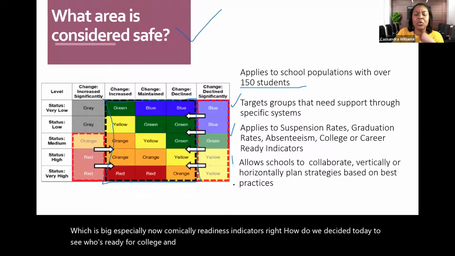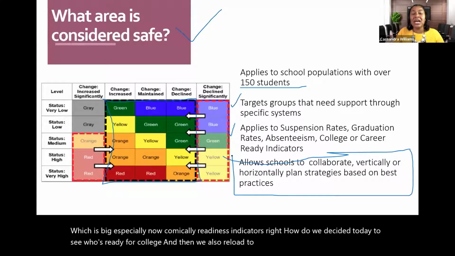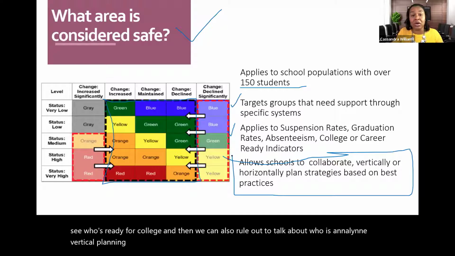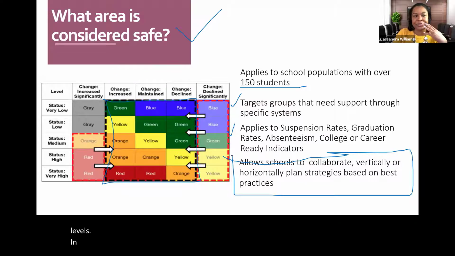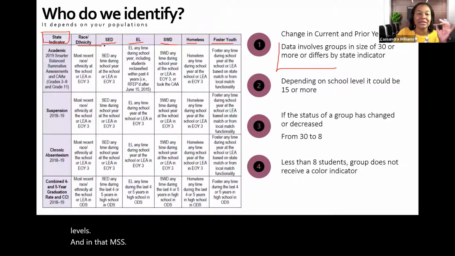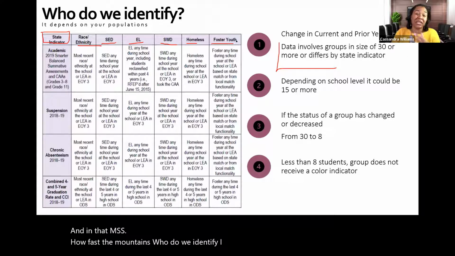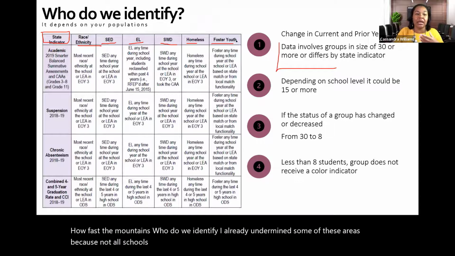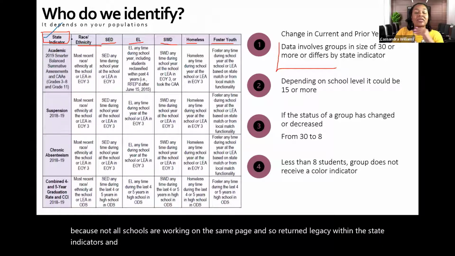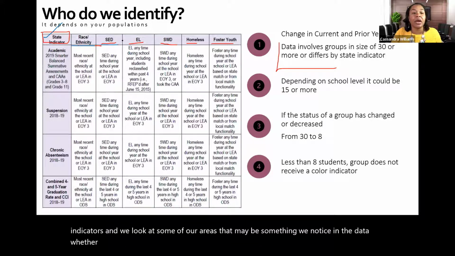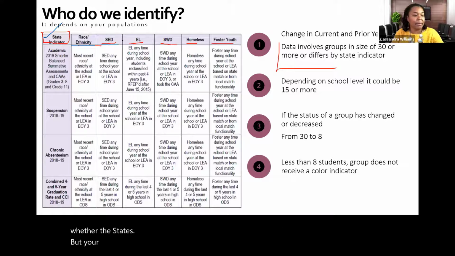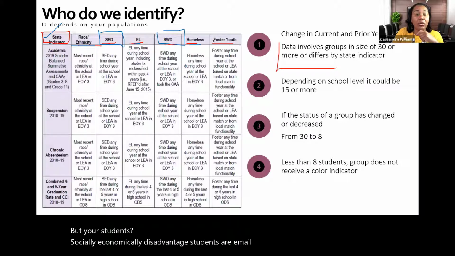And then we love to talk about horizontal and vertical planning, right? So horizontal across the school districts and vertical across the grade levels and as such. Okay, last but not least, who do we identify? I already underlined some of these areas because not all schools are working on the same thing. And so we typically, like I said, we look at the state indicators and we look at some of our areas that may be something we're noticing in the data, whether it be state, EL students, socially economic disadvantaged students, students with disability, it may be homeless, it may be foster youth.